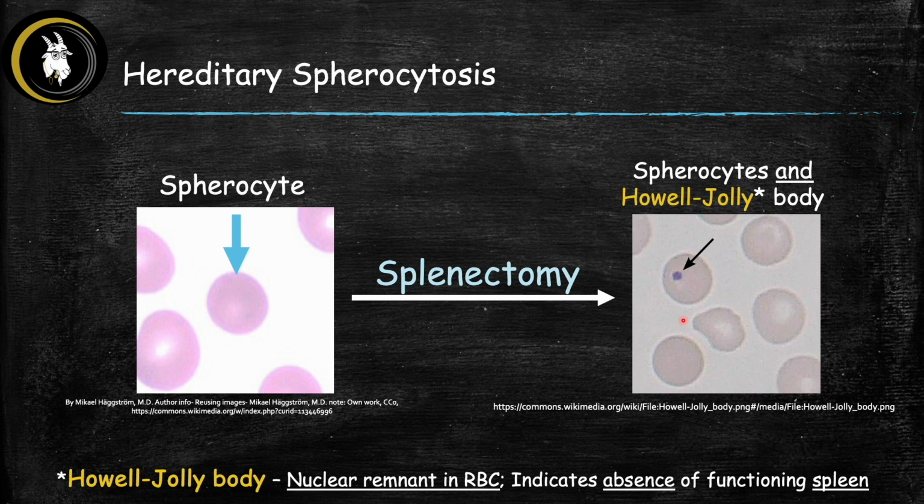So the two main takeaways here are, number one, Howell-Jolly bodies on a blood smear indicate absence of a functional spleen. So either it's physically absent or not working anymore. And number two, in hereditary spherocytosis, the blood smear is going to show spherocytes both before and after splenectomy. The only difference is going to be that Howell-Jolly bodies are going to be present afterwards because they're going to confirm that the patient has had a splenectomy.